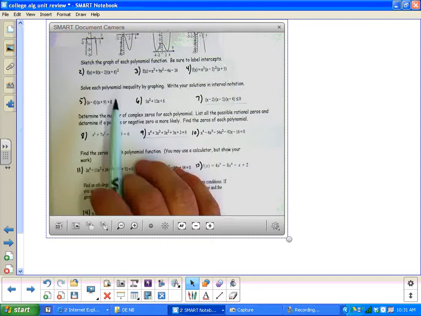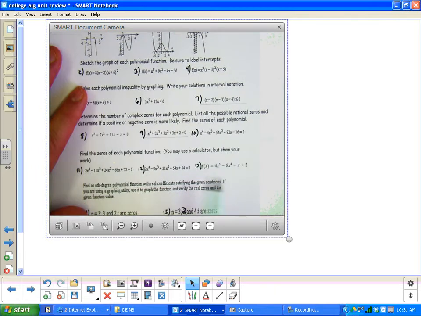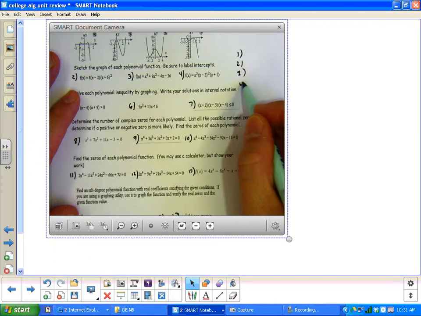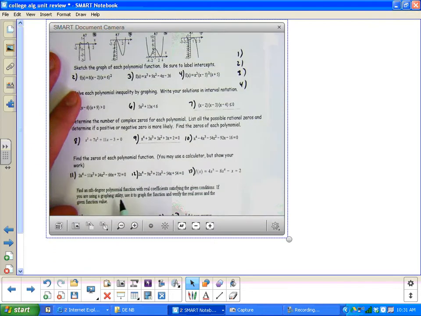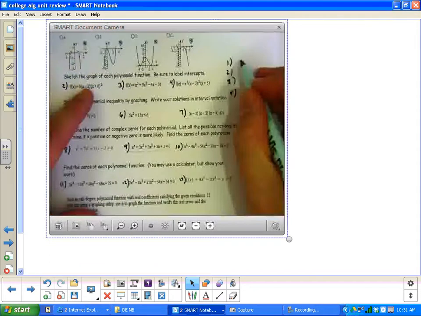All right. It says sketch the graph of the polynomial function. Be sure to label all your intercepts. So let's talk about it. There were like 4 things here that helped me sketch these graphs. Okay, what's the first thing? Zeros. Okay.